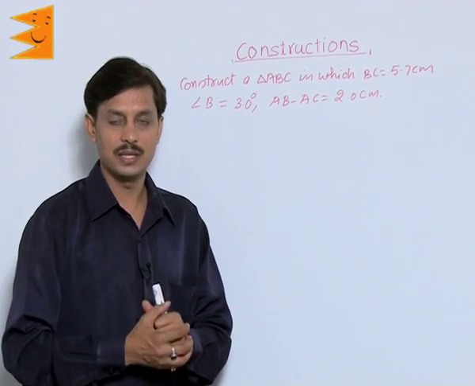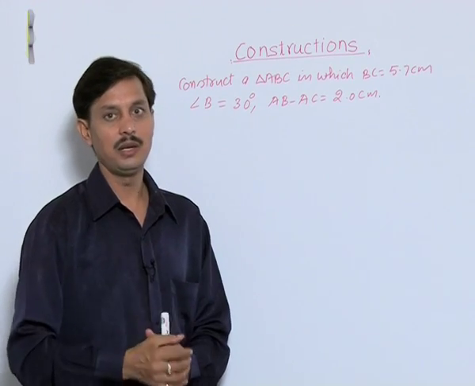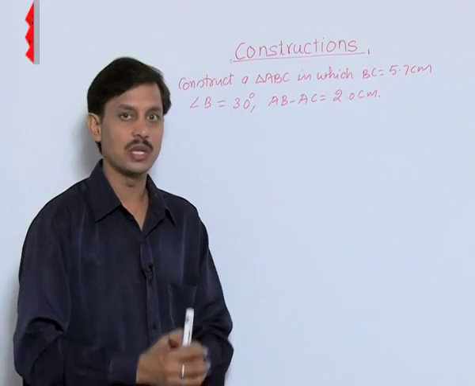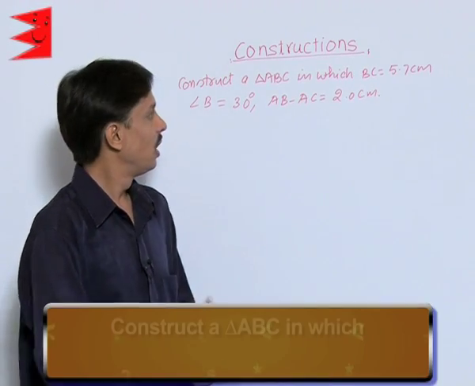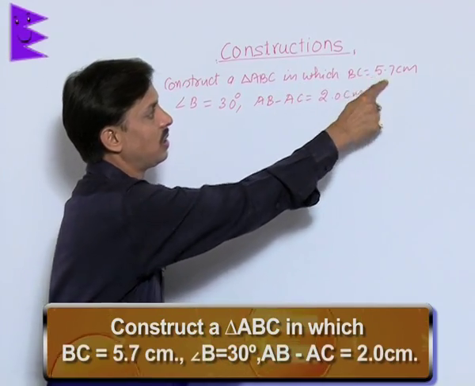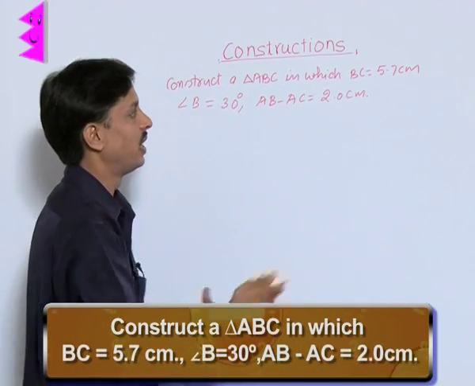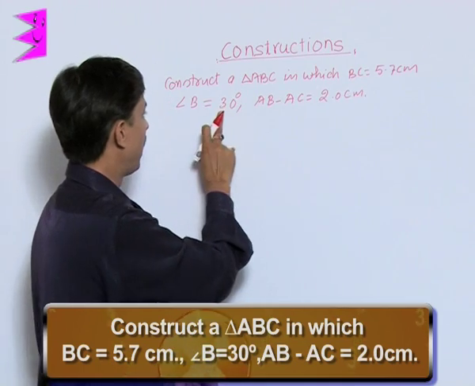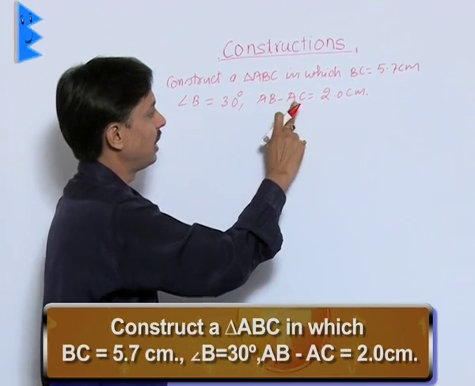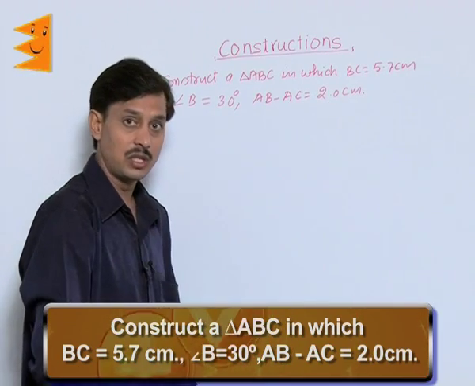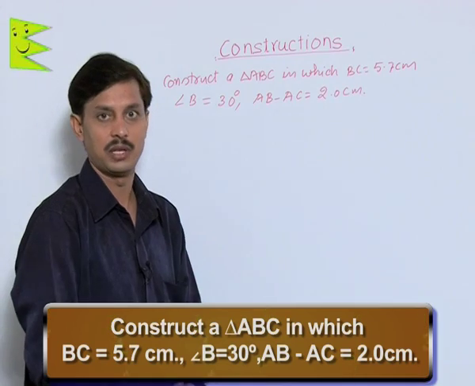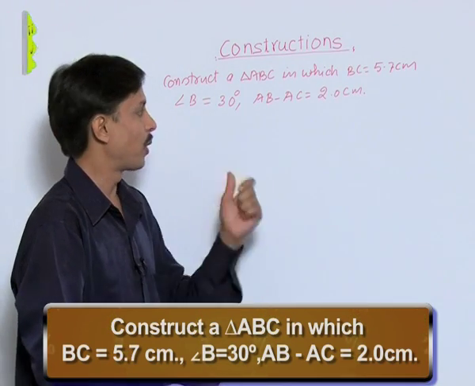Now another construction where the base is given, one of the base angles is given, and the difference of two sides is also given. Construct a triangle ABC in which base BC is 5.7 centimeter, angle at vertex B is 30 degree, and the difference of AB and AC, that is the difference of lengths of the other two sides, is 2 centimeter. How will we proceed?